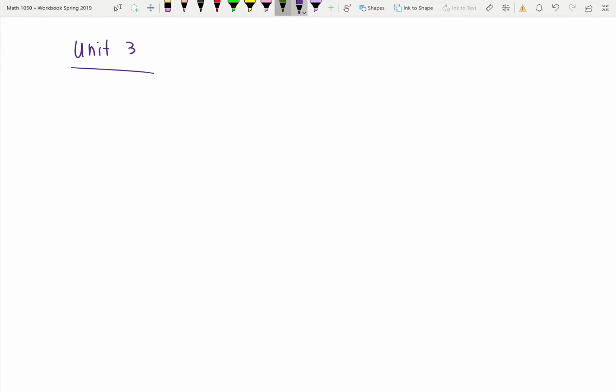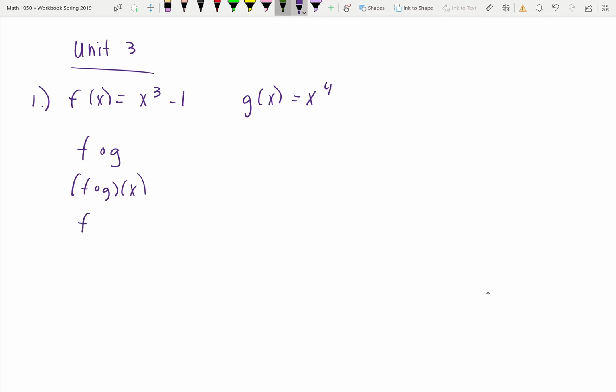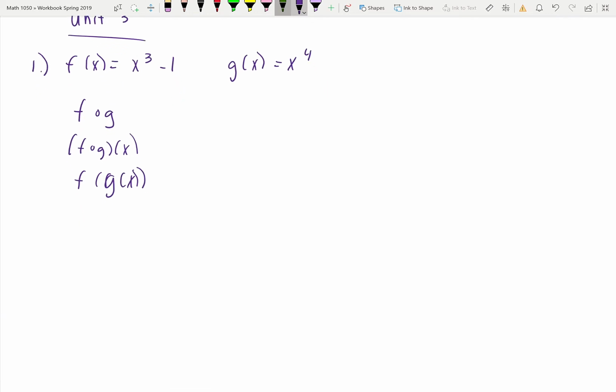All right, so first problem I want to do is if f of x is x squared minus 1 and g of x is x to the 4th, then find f of g. Okay, so first thing I need you to understand is that f of g is the same thing as f of g of x. Those are all the same. They could write it any of those ways. So the way I like to write it is the bottom way.